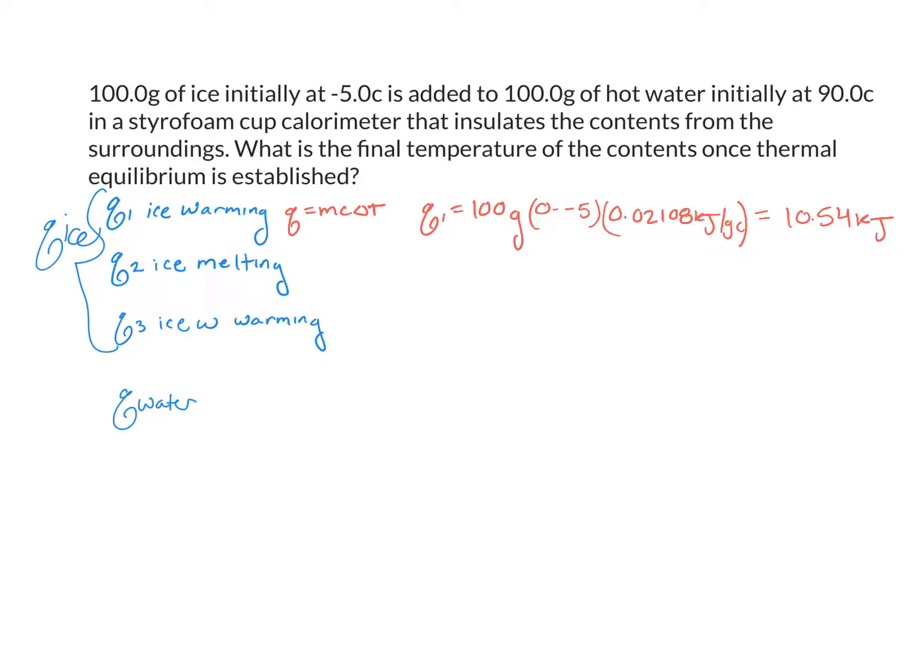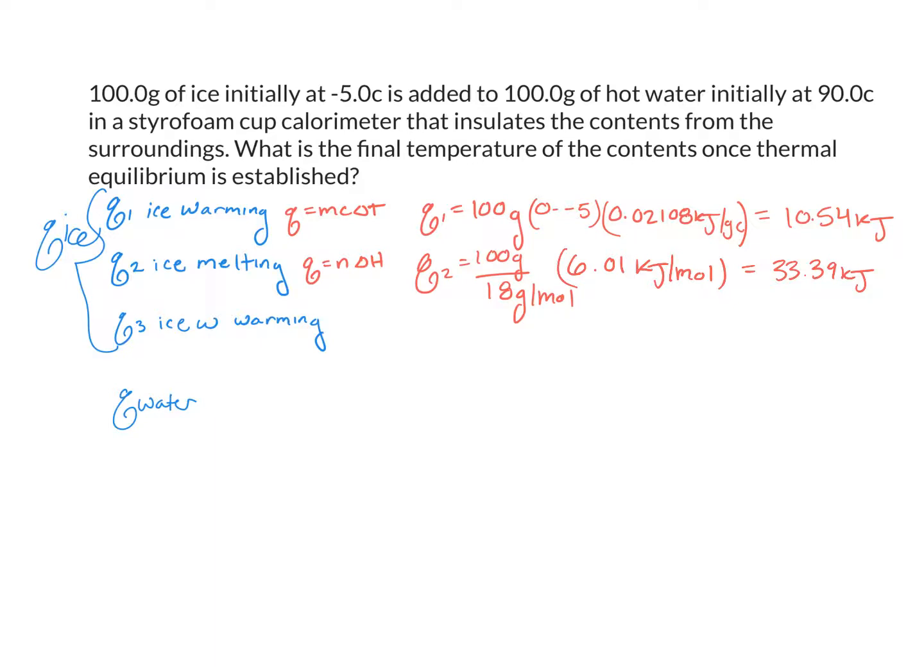Now we need to write an equation for the ice changing phase and melting. We're going to use Q equals n delta H, where n is moles and delta H is the heat of fusion of water. We get moles from dividing the mass of ice, 100 grams, by the molar mass, 18 grams per mole. Next, we go back to our equation sheet where we find the heat of fusion of water. It is 6.01 kilojoules per mole. So we can input all these numbers and we get 33.39 kilojoules, and that is the energy associated with the ice melting.